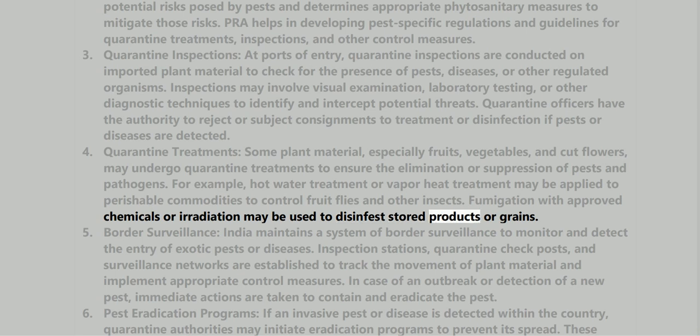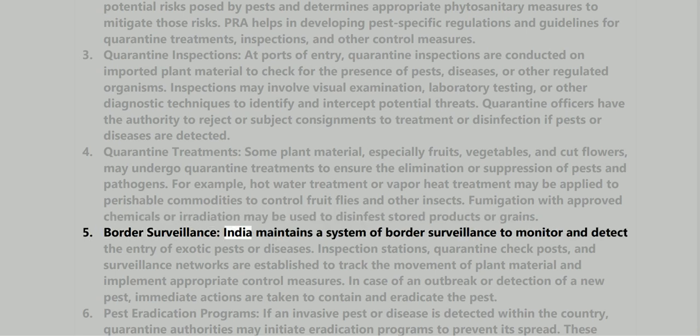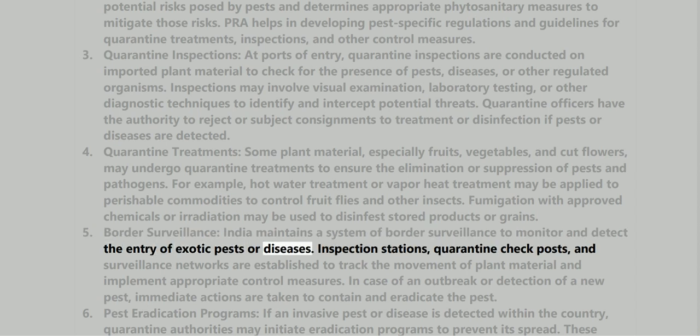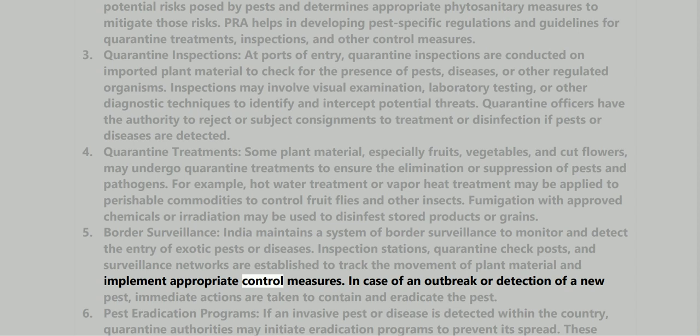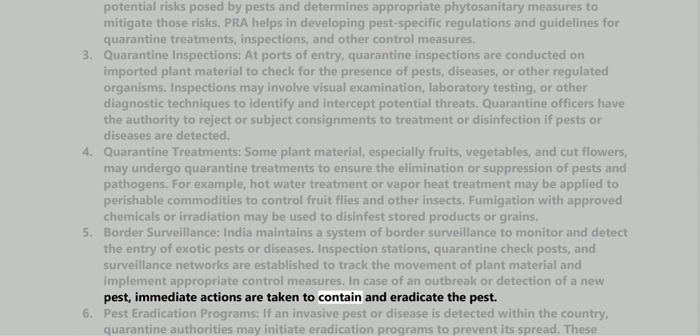5. Border surveillance. India maintains a system of border surveillance to monitor and detect the entry of exotic pests or diseases. Inspection stations, quarantine checkposts, and surveillance networks are established to track the movement of plant material and implement appropriate control measures. In case of an outbreak or detection of a new pest, immediate actions are taken to contain and eradicate the pest.